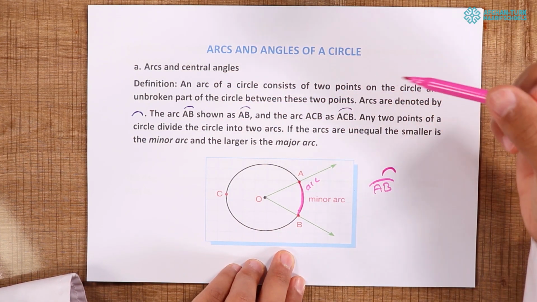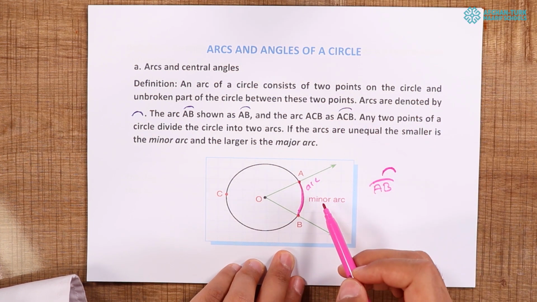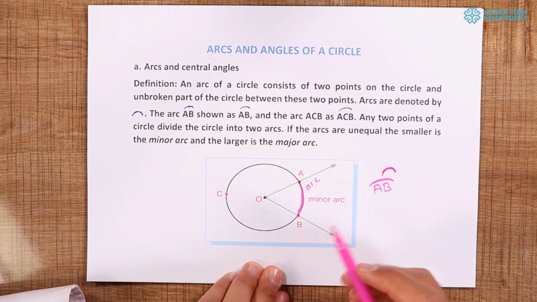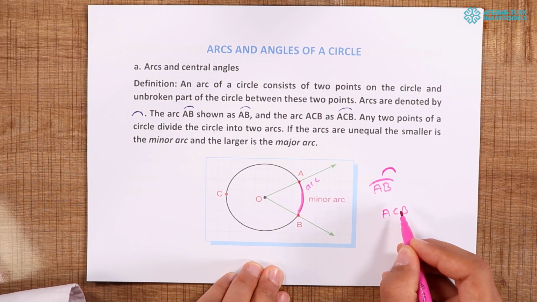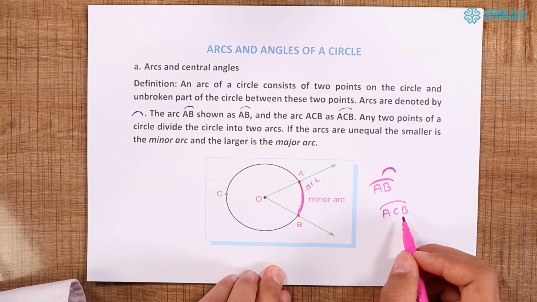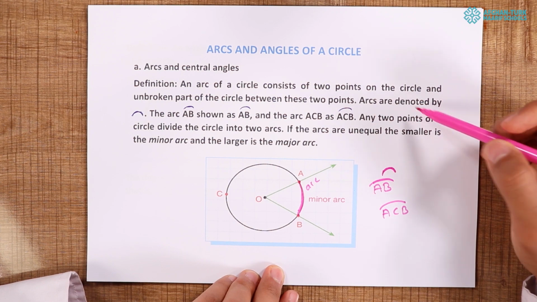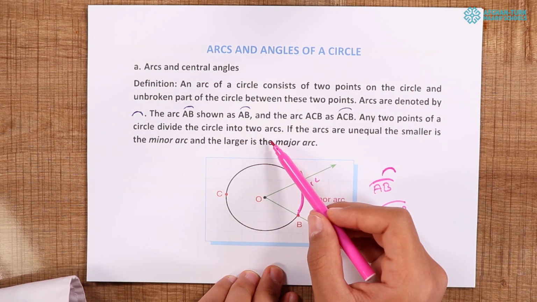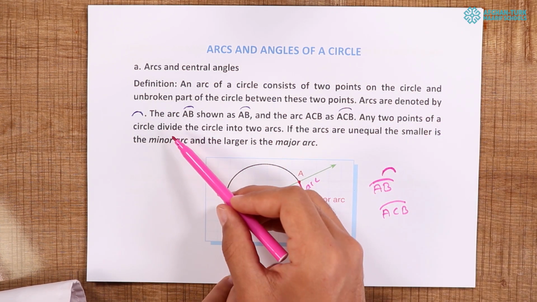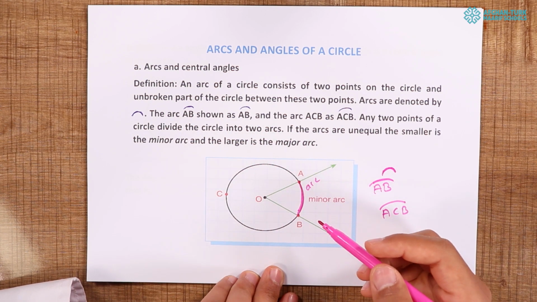And the arc ACB is shown as ACB. Arc ACB is denoted by this. Any 2 points of a circle divide the circle into 2 arcs.